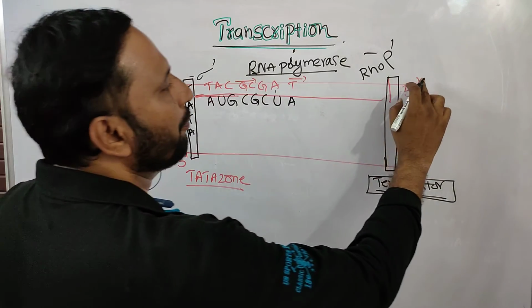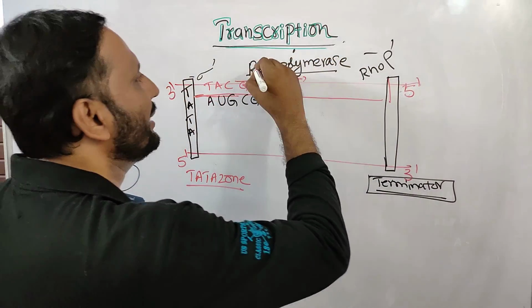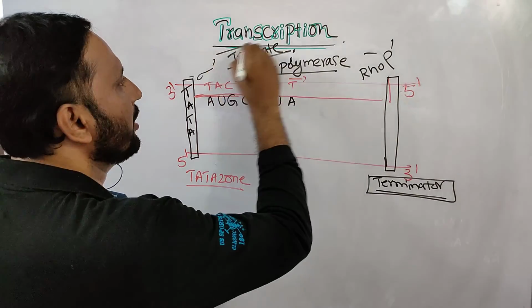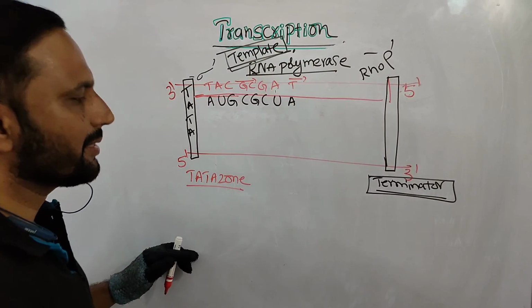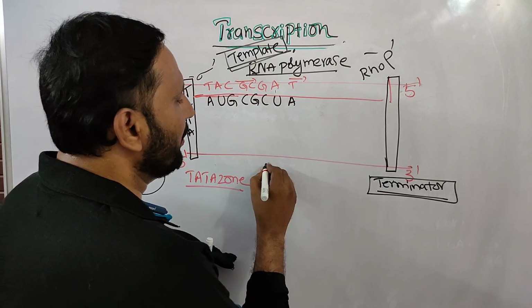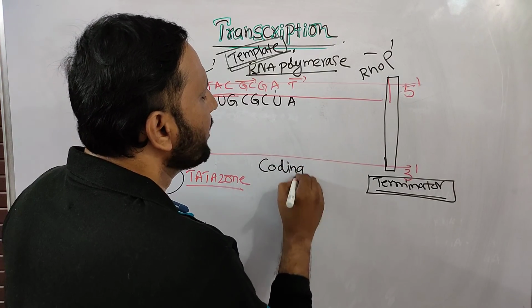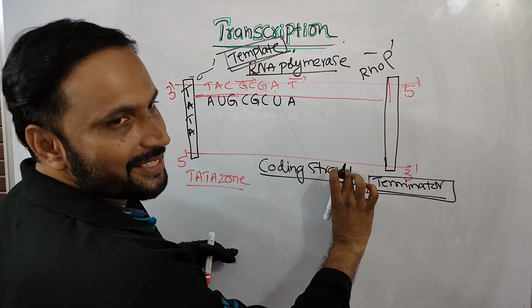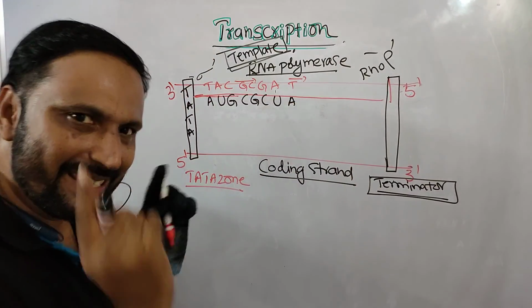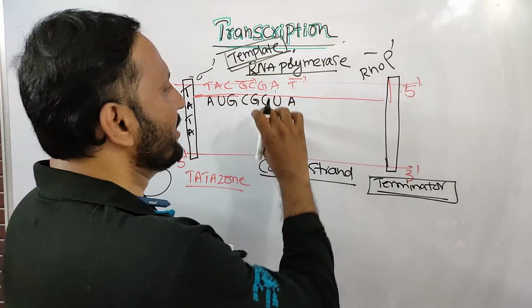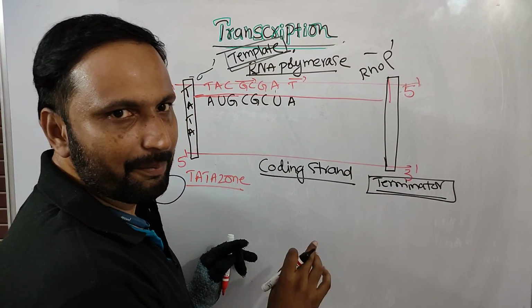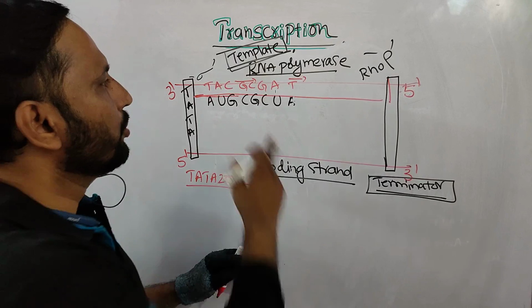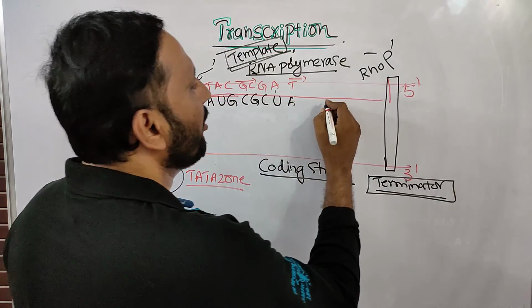So then the 3 prime to 5 prime strand is the template strand. So this is the template strand. Yeah, 3 prime to 5 prime end. That strand acts as the template. When that acts as the template, this one is called the coding strand. This is the coding strand. The coding strand nucleotide sequence and the mRNA nucleotide sequence are the same, because these two strands are anti-parallel to the template. So that template is involved in the synthesis of mRNA.